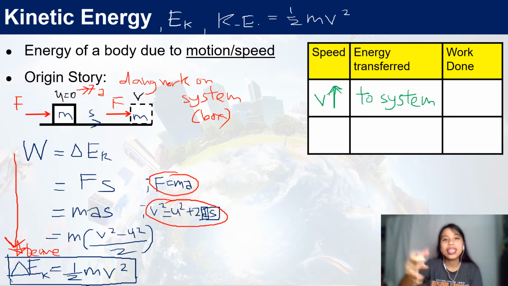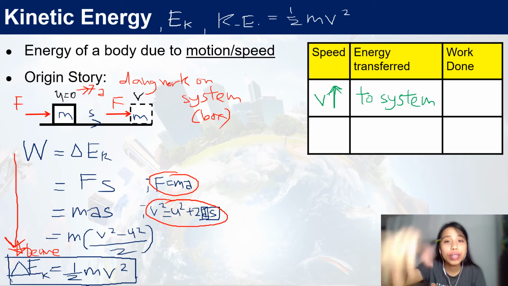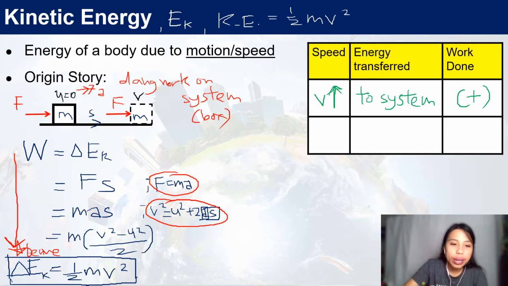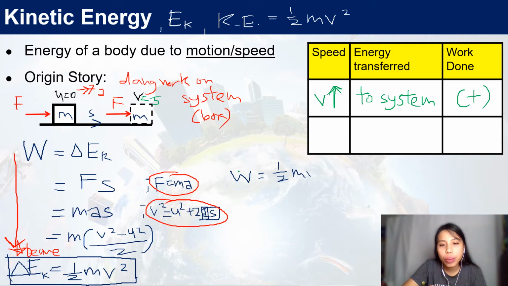There's a force acting on it, and that force is transferring energy to the system. Work done, in other words. So work done, if you calculate it, should be a positive value. Let's say it goes from 0 to a velocity of 5. So the work done on this box will be half mv squared minus half mu squared. Well, u squared is 0, so we don't need to worry about that.